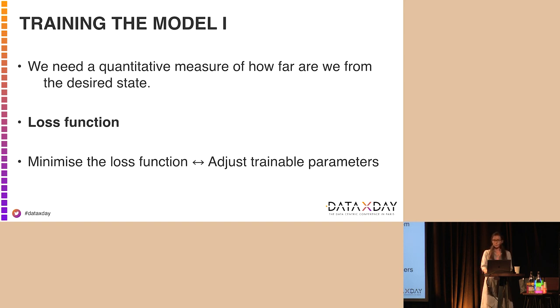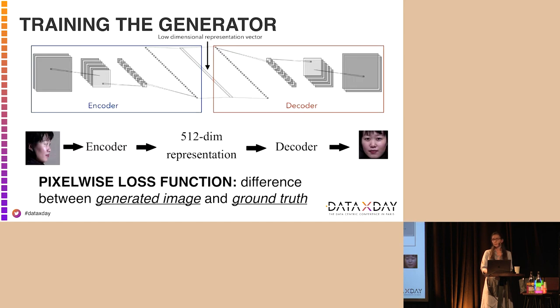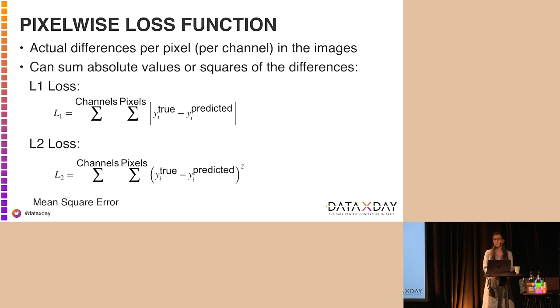For these sorts of projects, we use something called the pixel-wise loss function, where we literally take an image that has been produced, compare it to the ground truth, pixel by pixel. Look at the per-pixel differences, and there are multiple ways of doing it. So I'll just mention two that are most common. You can look at the absolute values of the differences and just sum them up. Or you can take the differences and square them before you sum them up. So that's something called an L1 loss or L2 loss. And you see that L2 loss kind of looks like a mean square error, so it starts to look familiar.